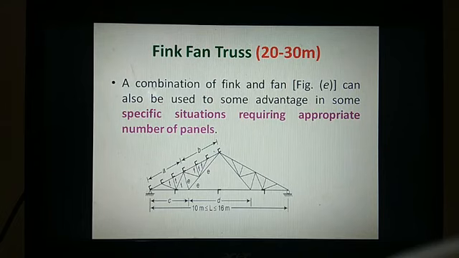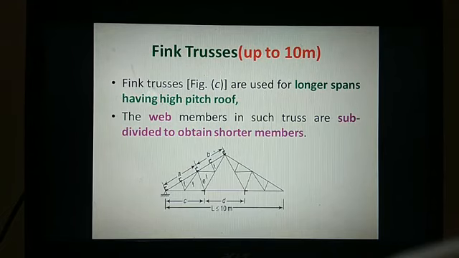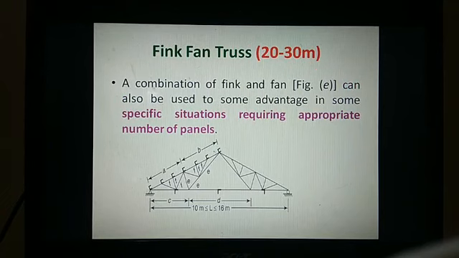And the fink fan truss, an advancement combining the fink and fan trusses, can accommodate spans of 20 to 30 meters. The more advantageous feature in specific situations is that it has plenty of panels, where each panel supports the main top chord member along its length. Here on top of the top chord you can see the C sections acting as purlins. So this is a fink fan truss, which can accommodate a span of up to 30 meters.